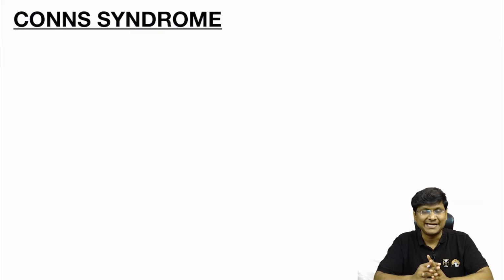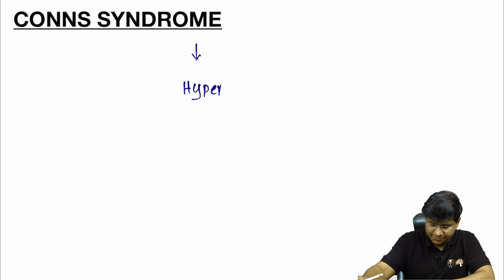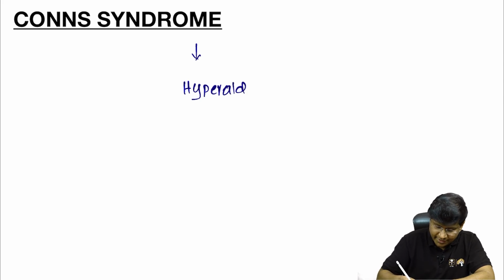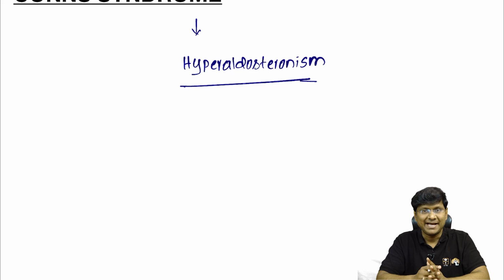After having discussed Addison's as well as Cushing's, let me do a quick revision on Conn syndrome. So what exactly is Conn syndrome? It is a disorder which is characterized by hyperaldosteronism, right? And where is this aldosterone being produced? It is produced from the zona glomerulosa of the adrenal cortex. And where will be the site of action? That is over the distal tubules, that is the collecting duct as well as the distal convoluted tubule. The cells on which this aldosterone acts are the principal cells.